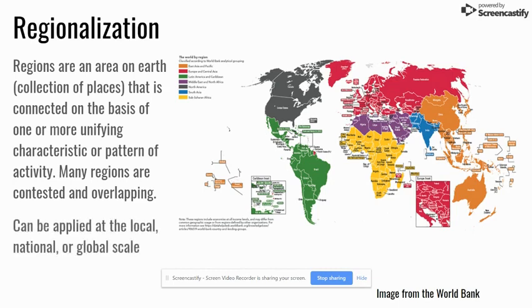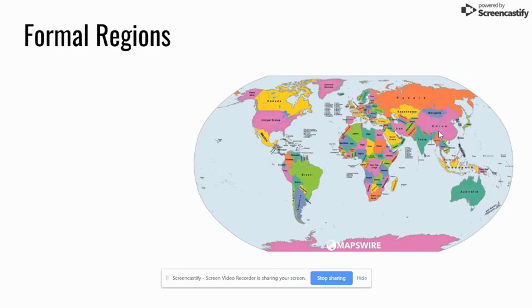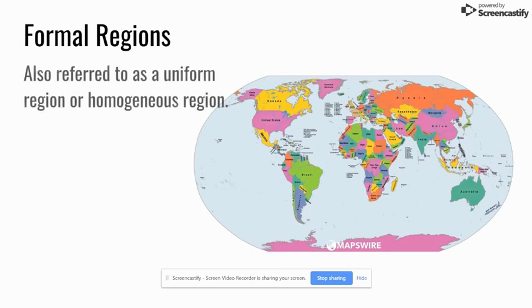Another thing that we want to recognize as we start regionalization, we want to know that regions can be applied at each of our different scales. We can look at regions at the local level, the national level, and even at the global level, which is what we see over here to the right in this image. So let's break it down. There are three different types of regions that most geographers tend to classify. The first, and in my opinion, probably the easiest to recognize, is a formal region.